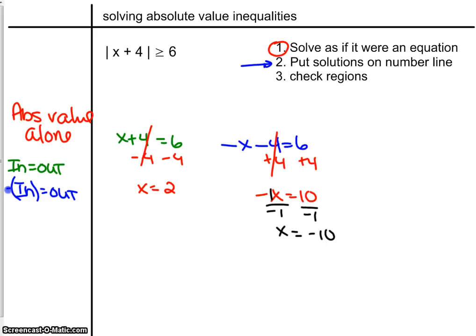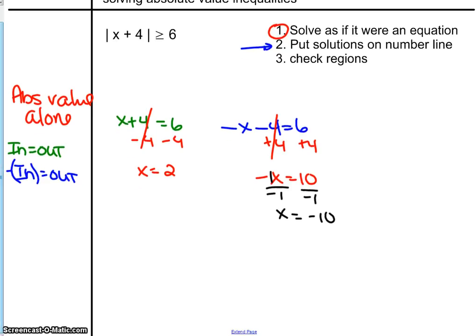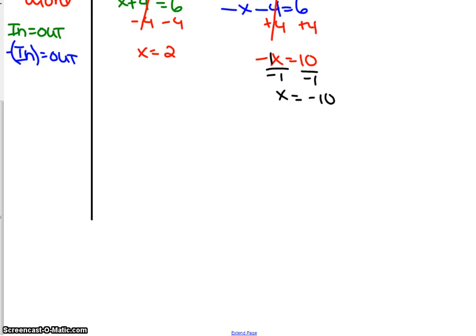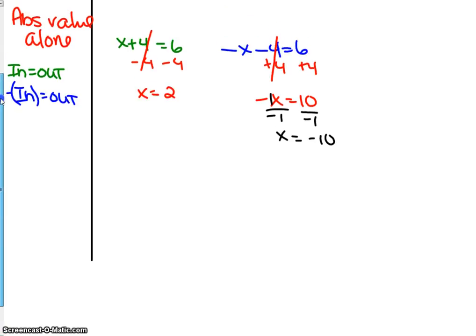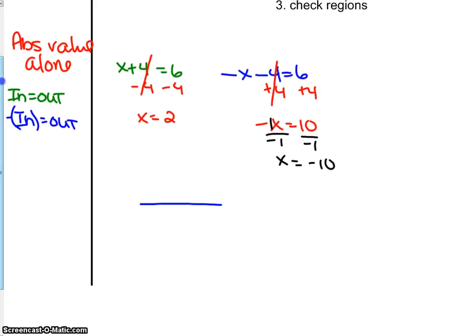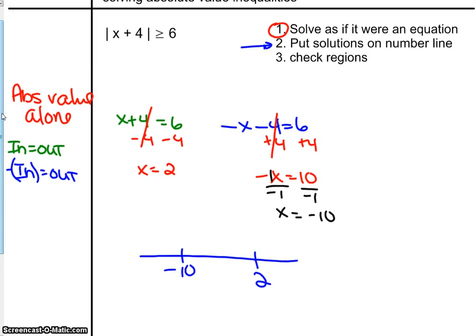Now, what's going to be helpful for us is if we now put those values onto a number line. So I'm going to put my solutions on the number line. Negative 10, positive 2. Make sure you go in the right order numerically. Don't just put the 2 here because you found it first, and the negative 10 there because you found it second. That's not the correct order on the number line. So I'll put those solutions on my number line.